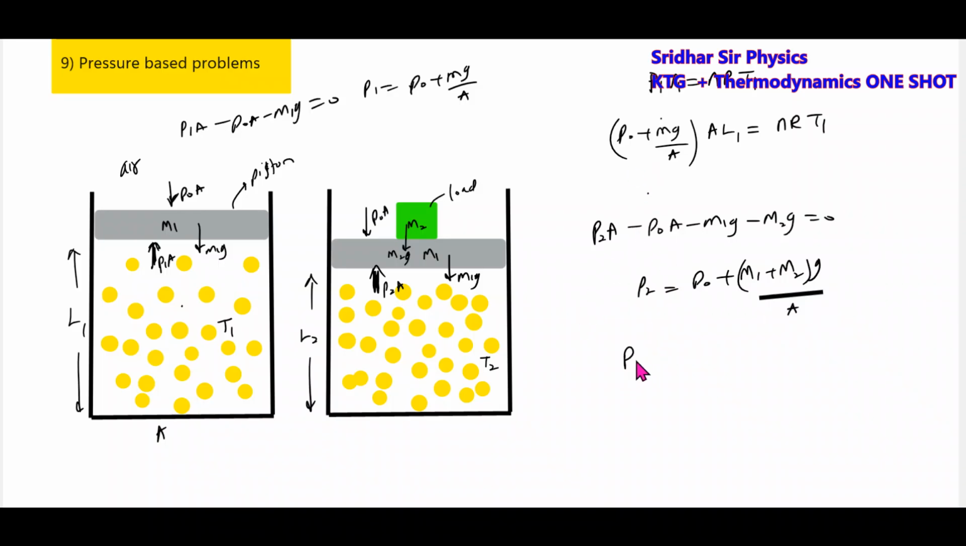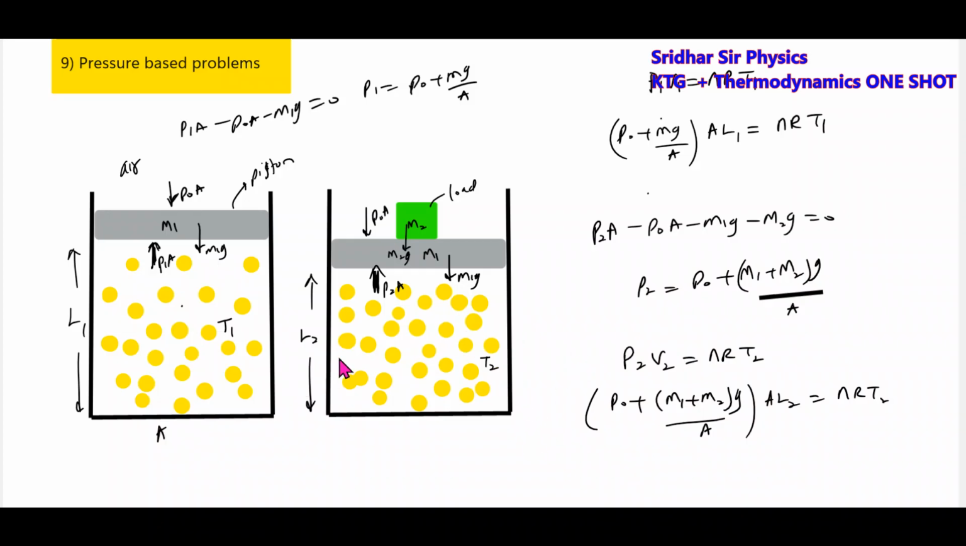Again, we'll apply the ideal gas equation. P2 V2 equals nRT2. Now the temperature of the gas will be T2. What is P2? P0 plus (m1 plus m2)g by A. What is the volume of gas? A L2 equals nRT2. Like this, we can calculate the unknown things.